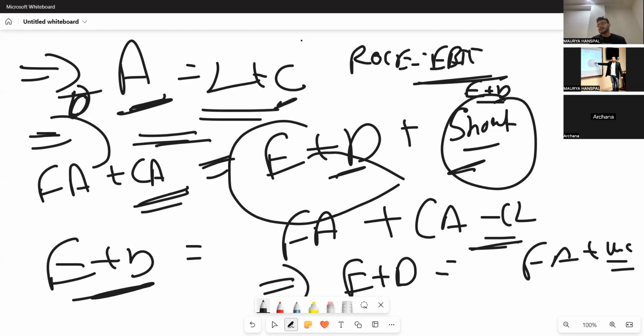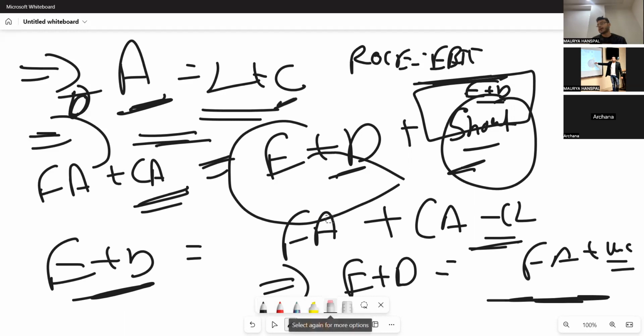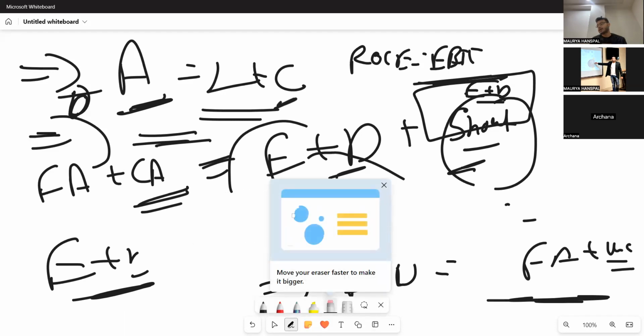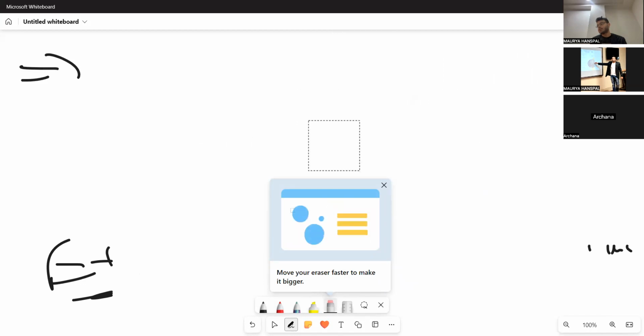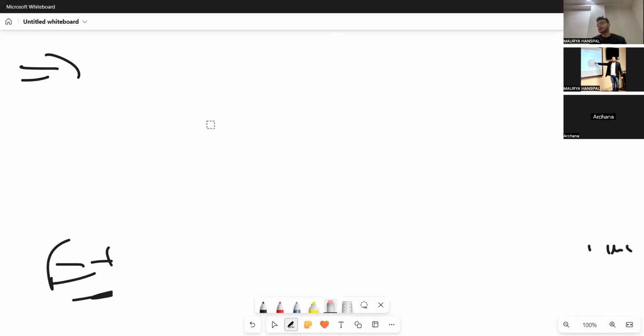So further we can say, if you are talking about this ROCE, which is EBIT by E plus D, instead of E plus D we can substitute this number, fixed asset plus working capital, right? So what does this equation ideally turn out to be? If I just erase all this, because it is just about breaking down the numbers and trying to understand the stuff in the simplest way.